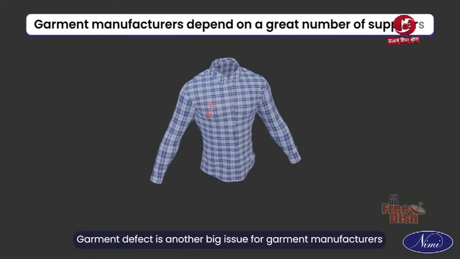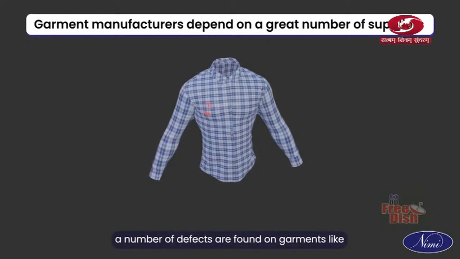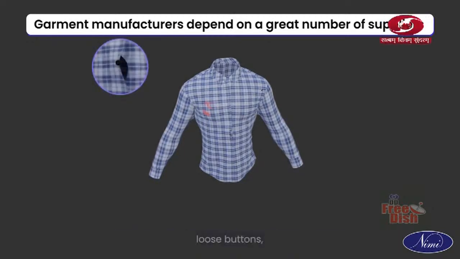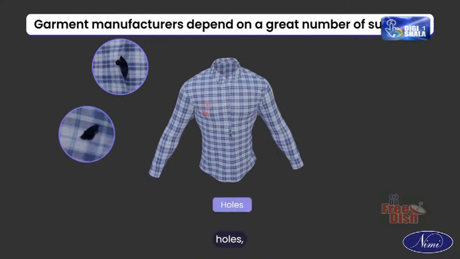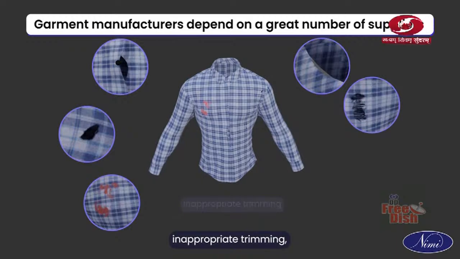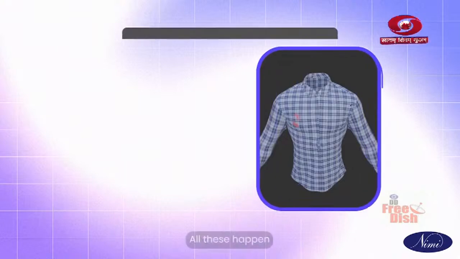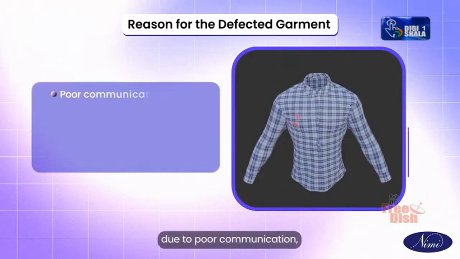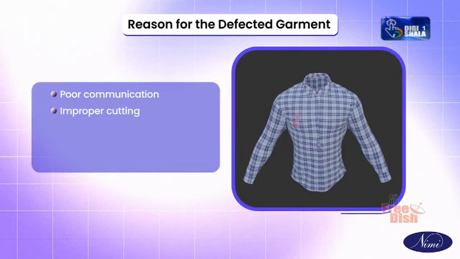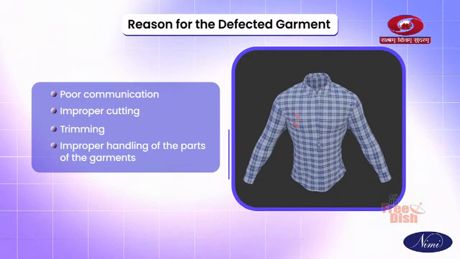Garment defect is another big issue for garment manufacturers. After finishing the product, a number of defects are found on garments like loose buttons, holes, stains, discoloration, inappropriate trimming, poor ironing, loose thread, etc. All these happen due to poor communication, improper cutting, trimming, and improper handling of the parts of the garments.